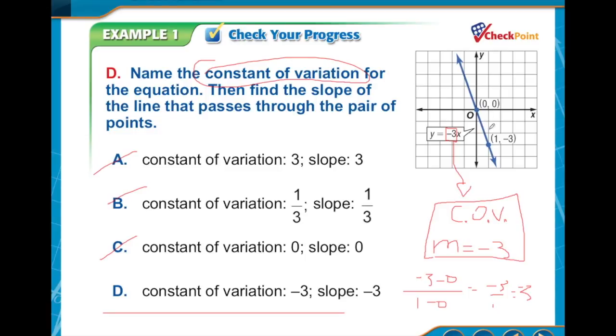Now notice looking at the line, it goes up to the left. What did we say about lines that go up to the left yesterday? We said they have a negative slope. So lines with a negative slope go up to the left. That makes sense in this problem, so we double check that. D is our correct answer for this.